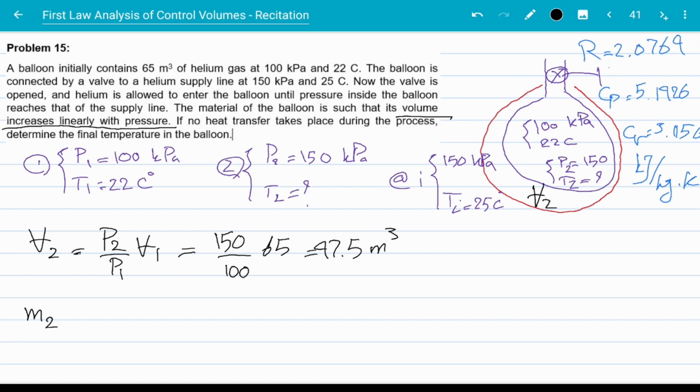Now, the mass of the final state is P2 times volume 2 over R T2, which gives me 150 times 97.5 over 2.0769 times T2, which is our unknown.